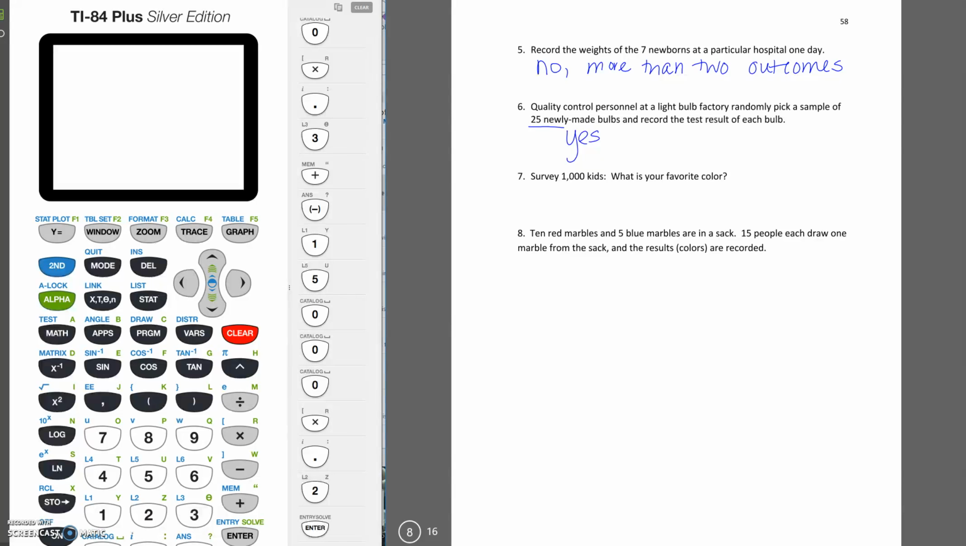Number 7 says it's a survey of 1,000 kids, and they're asking, what's your favorite color? And if you know kids, you know they probably all pick different, slightly different colors. So again, this is not binomial because there's more than 2 outcomes.